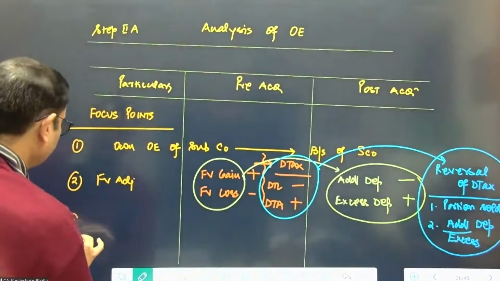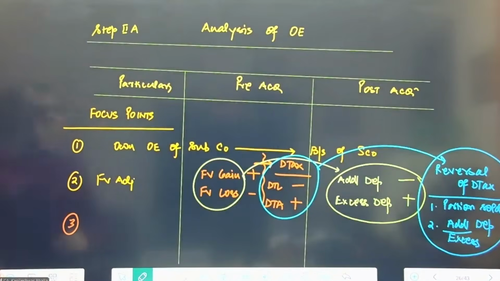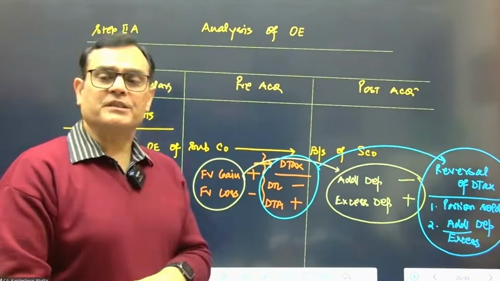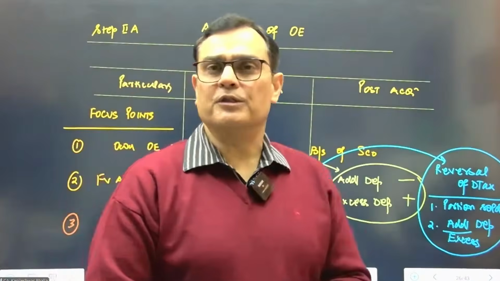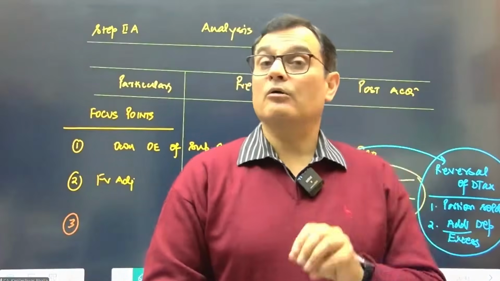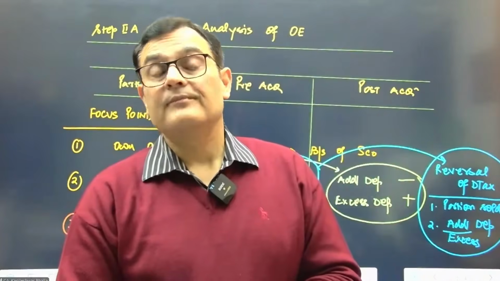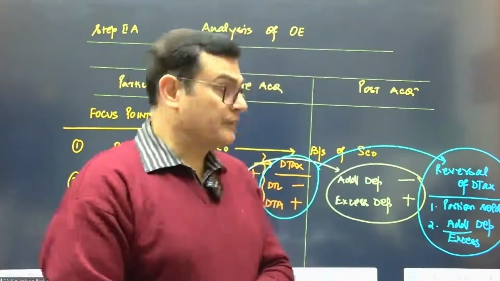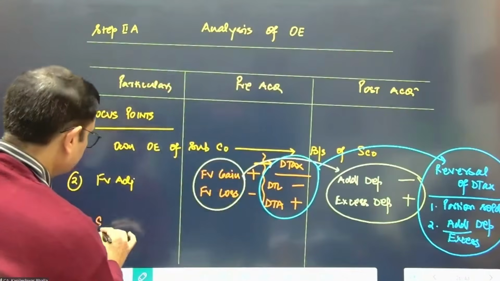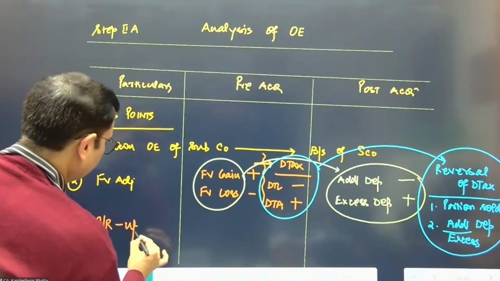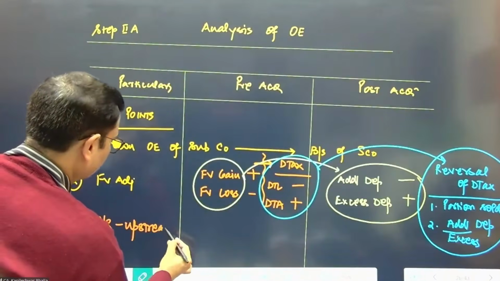Next, number 3, the third focus point, tell me, is going to be what? Fair value adjustments are taken, and then there is a third focus point. What? Out of those 5 adjustments? Stock reserve. That's right. Upstream, downstream? Upstream. That's right. We'll take the upstream stock reserve out here.